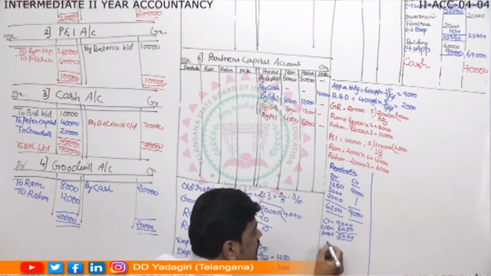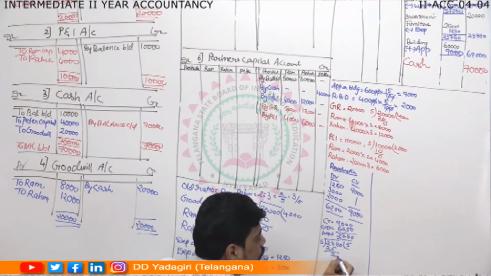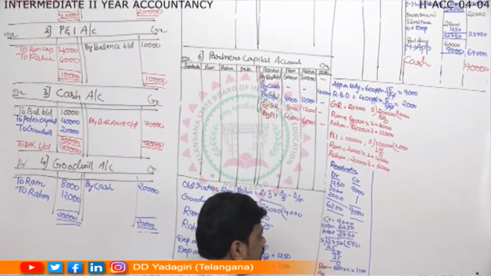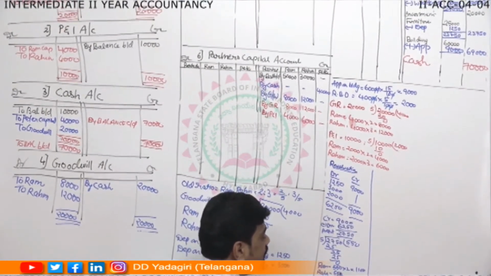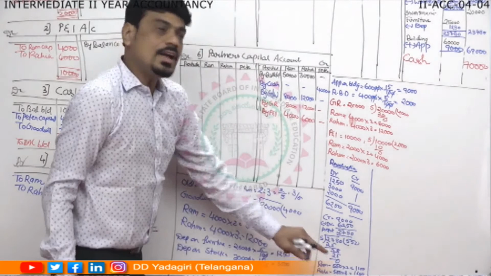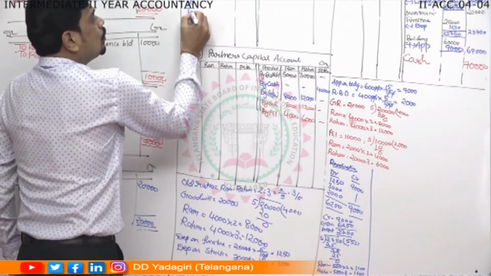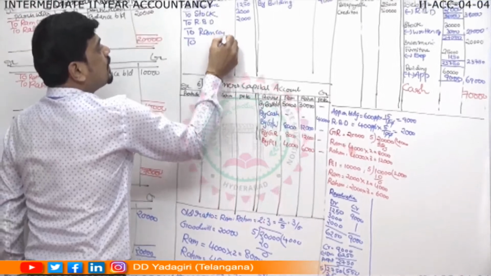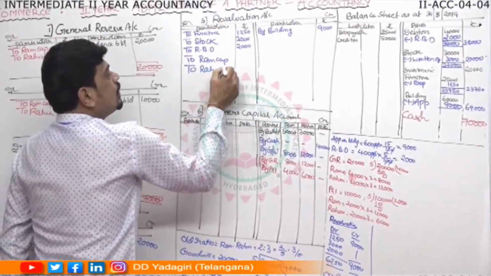Again, this 2,750, first I'll try to find the quotient dividing by 5. So 5 5s are 25, 2, 5. Again 5 5s are 25, 0, 1, 0 left, 550 we got. Again Ram, you know 550 into 2, 1100. Then Rahim, 550 into 3, 1650. This is the profit here. So 2, 3. To Ram capital, to Rahim capital.